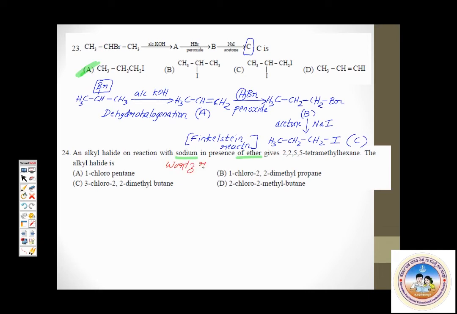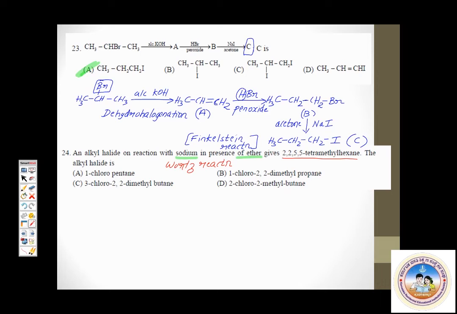The alkyl halide is, which means you are supposed to find out what the alkyl halide is knowing the structure of the product. This is called retrosynthetic analysis, working backwards. Usually, a set of reactants is given and you are asked to find out what the product is. But in questions like these, you are given the product, and from the product you have to identify what the reactants are. This is called retrosynthetic analysis. You're working backwards. Okay, so let us approach this question now.